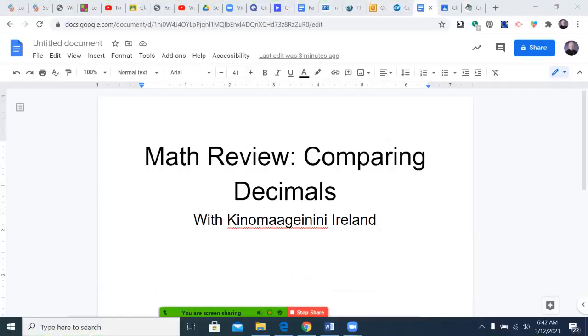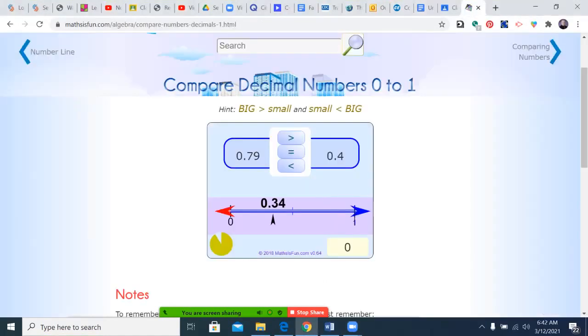Today's edition, comparing decimals. We'll start with our friend mathisfun.com. And you'll see here we have some place value.